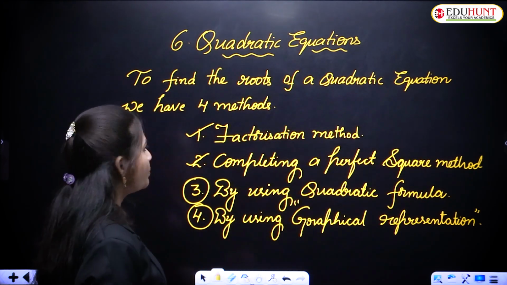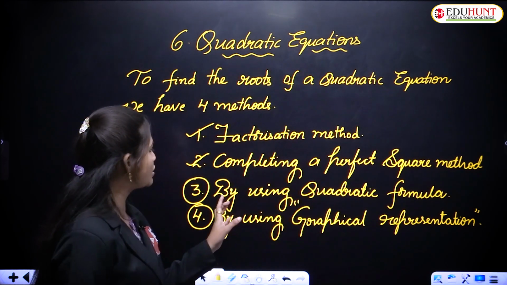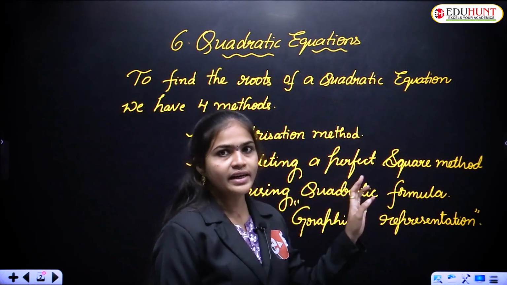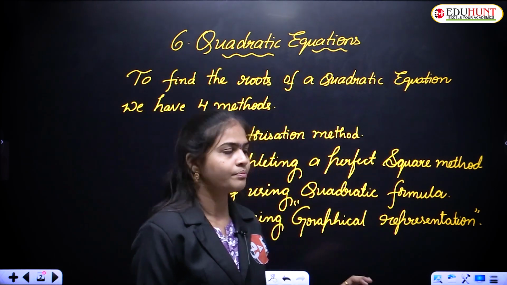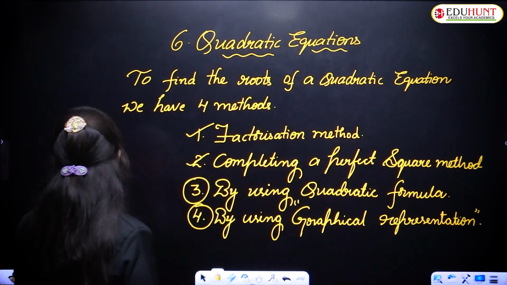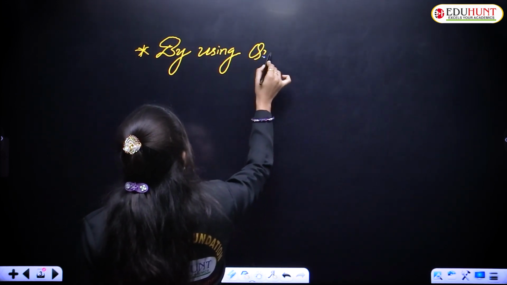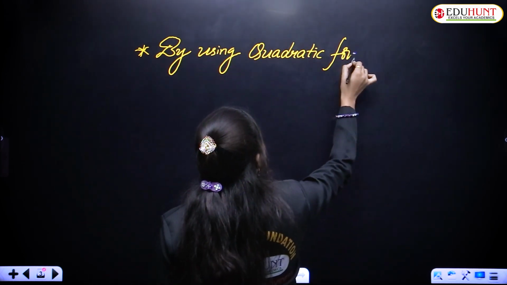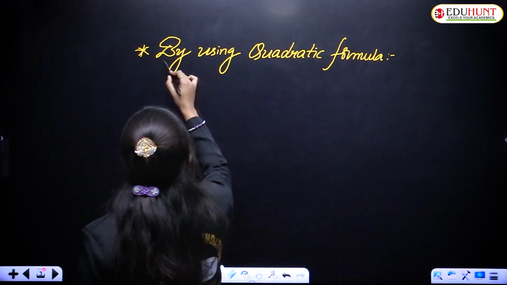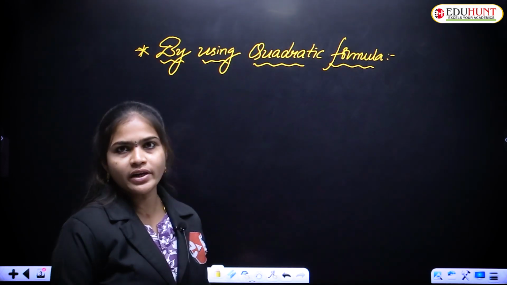Okay children, I hope you understand methods 1 and 2. So, listen carefully about the remaining two also. The next one is by using the quadratic formula and the next one is by using graphical representation. Okay, so let us see that. So, next one is by using the quadratic formula.